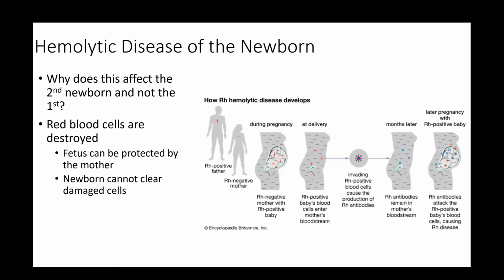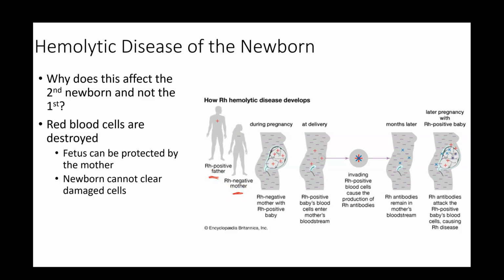So let's imagine, and this is very interesting because I'm definitely going to ask you a question about this on the test in terms of how this works. So let's set the scene. We have a mother and a father, right? And the mom has to be Rh negative. The dad has to be Rh positive. See that right there? Otherwise, this isn't going to work.